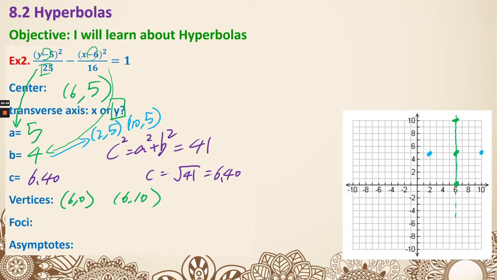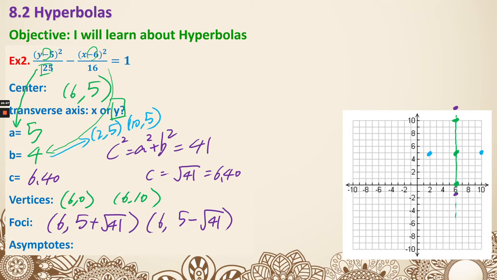Then for my foci, it's going to be 6.40 away from my center. So that is at 5. 6.4 is going to be 11.4-ish. So I can just write it as, you either use 11.4 or actually use the radical. So 6, comma, more precisely 5 plus square root of 41. And then the other one would of course be 5 minus square root of 41. So it's going to be around here. Okay. Now I have everything.